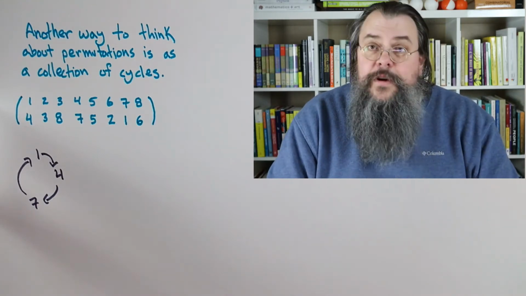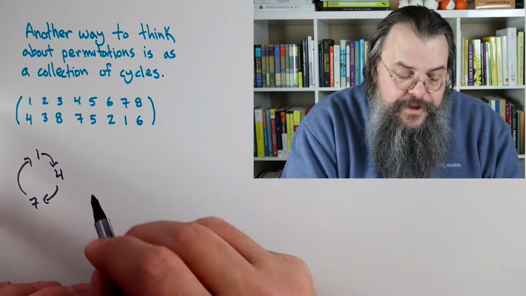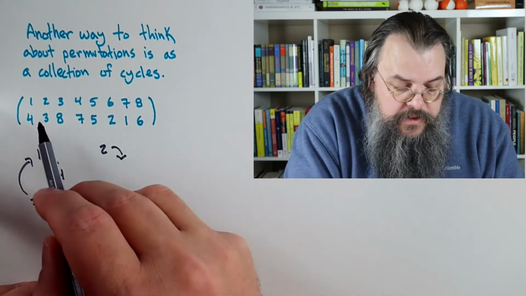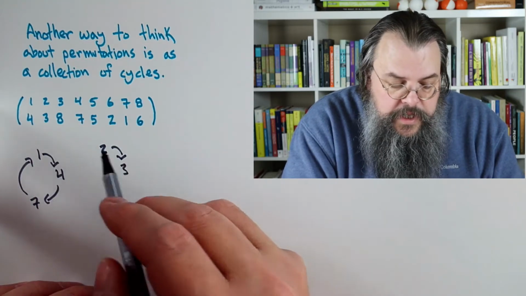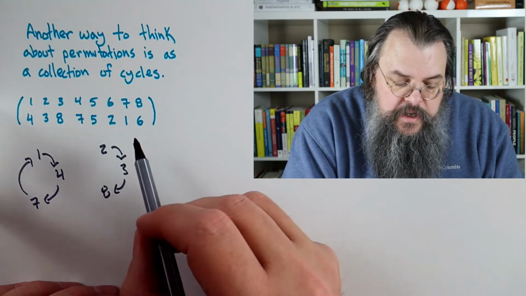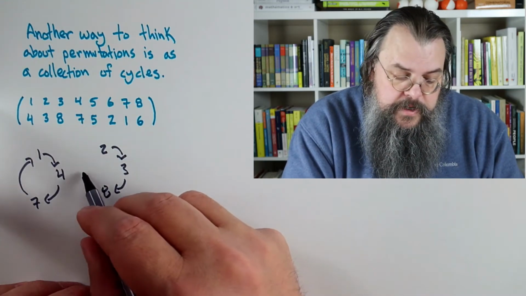All right, well, let's see. What's the number we haven't encountered yet? We haven't seen 2. All right, let's see where that takes us. 2. That's going to go to 3, because that's right there. 3. Oh, that's going to be a big jump. Goes to 8. All right, where does 8 go? 8 goes to 6. All right, great.